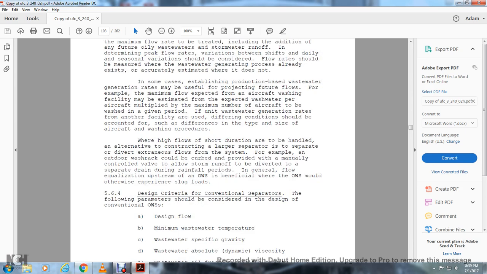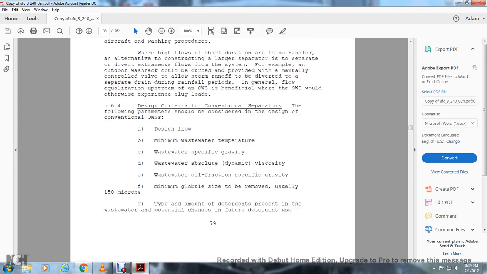High flows of short duration are to be handled with the alternative of constructing a larger separator or diverting extraneous flows from the system. For example, an outdoor wash rack would be curbed and provided with a manual control valve to allow the storm runoff to be diverted to a separate drain during rainfall periods. In general, flow equalization upstream of the oil-water separator is beneficial where the oily wastewater would otherwise experience slug loads.